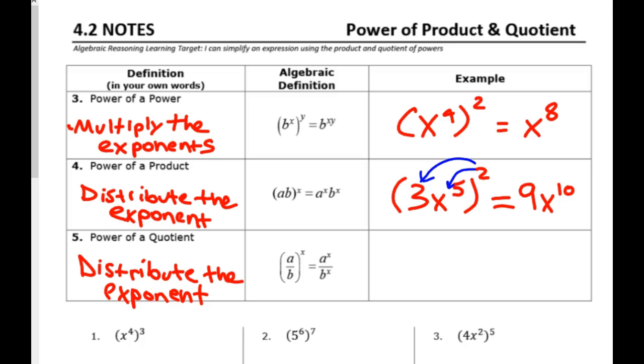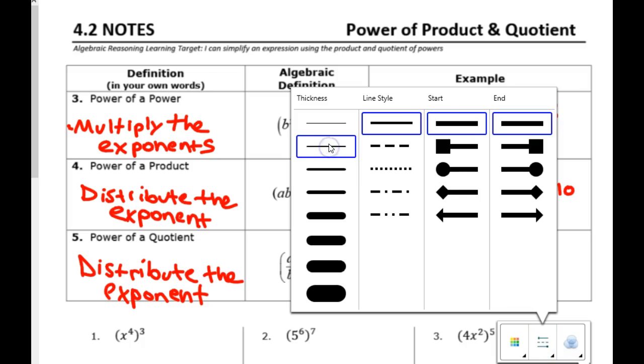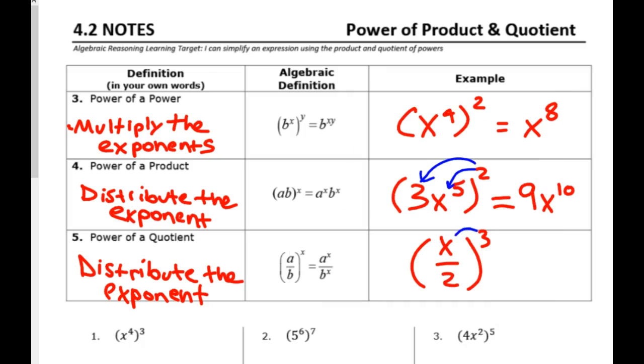And then, same goes for dividing. You distribute. So, let's do x over 2 cubed. So let's distribute this. The cubed is going to go to the x, and the cubed is also going to go to the 2. Okay? So, when I distribute it, x to the 3rd power is x cubed, right? So x cubed on top.